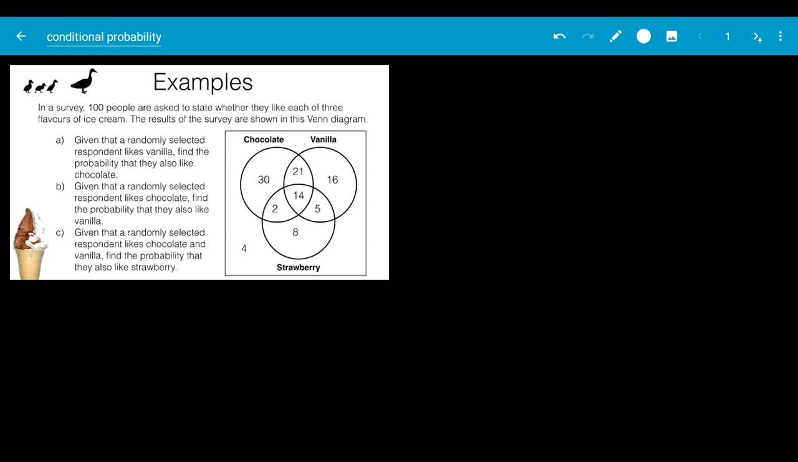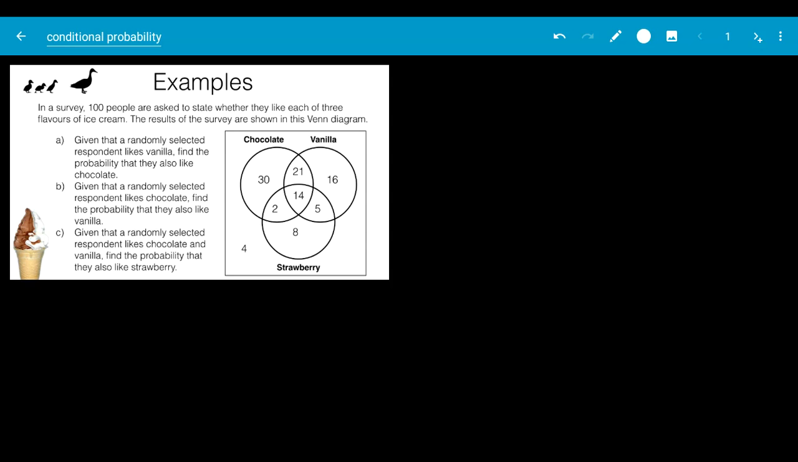In this example, we've got 100 people, and they've all said how they prefer their ice cream. If I'm saying that given that they like chocolate, our universe is narrowed down from 100 people down to the 30, 21, 14, and 2 people that like chocolate in different combinations with other ice creams. We just have to think about these a little bit when we're answering our questions.